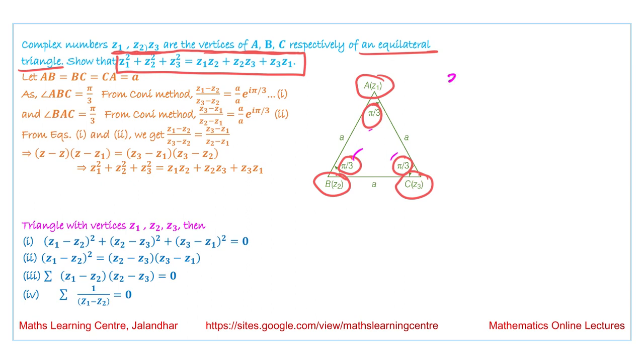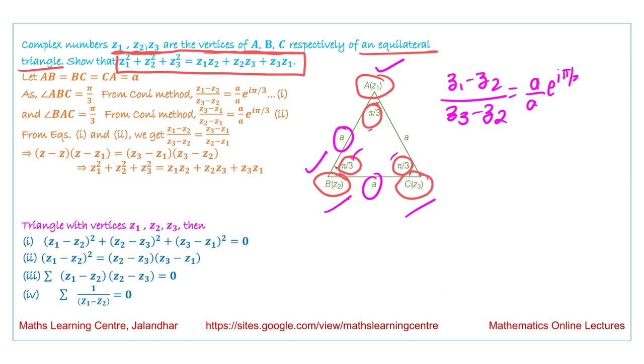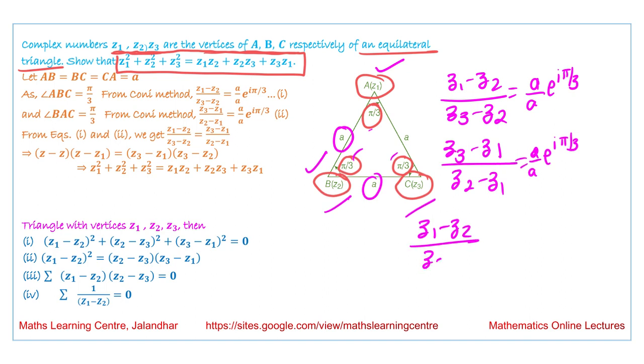So if we write the value of z1 minus z2 over z3 minus z2, this is an equilateral triangle, so both sides are a. So we write it is a over a e raised to the power iota pi by 3. Similarly, if we write z3 minus z1 over z2 minus z1, the answer we will have is a by a e raised to the power iota pi by 3. So in both the cases the values are equal. So we obtain z1 minus z2 over z3 minus z2 is equal to z3 minus z1 over z2 minus z1.